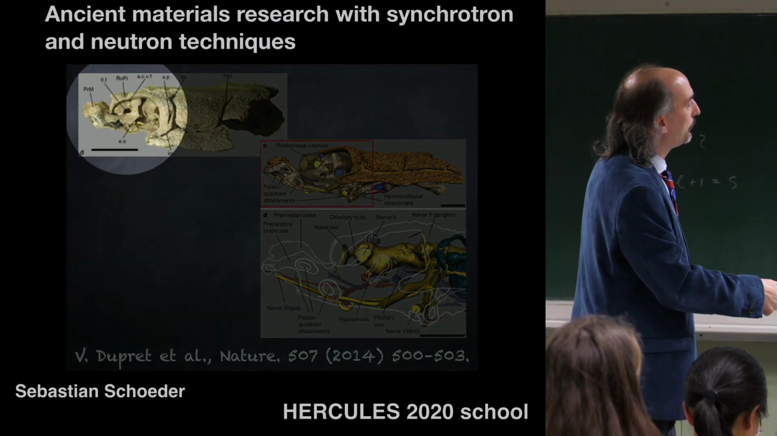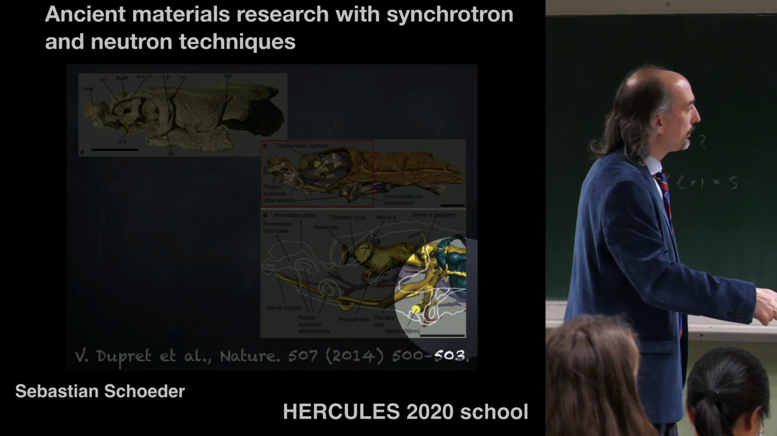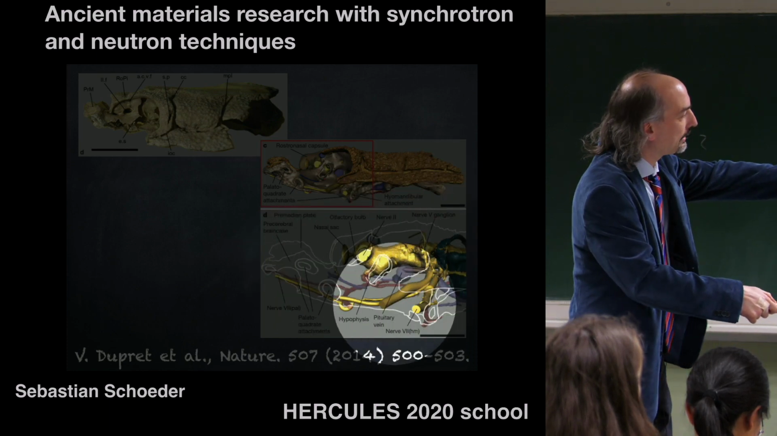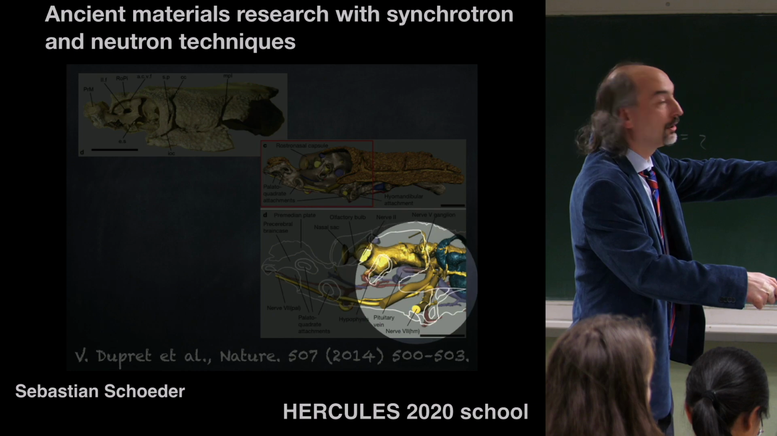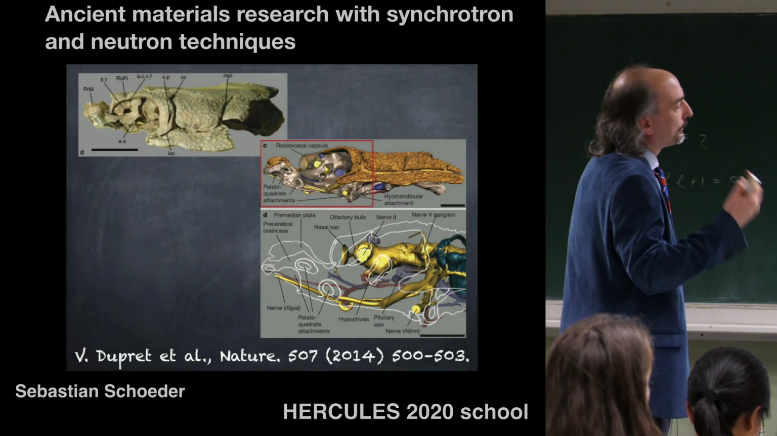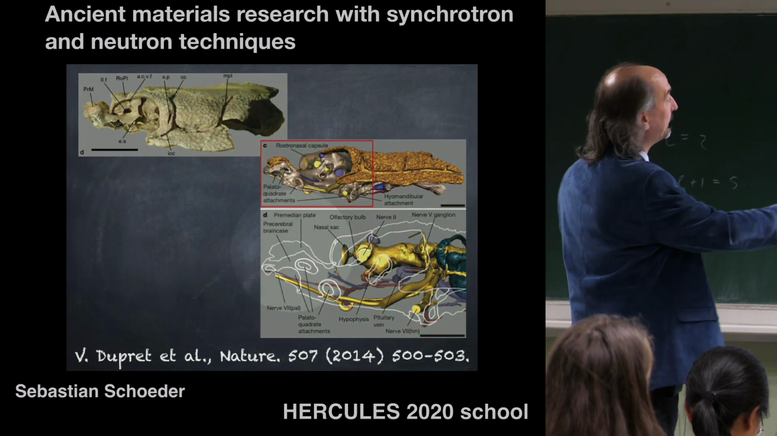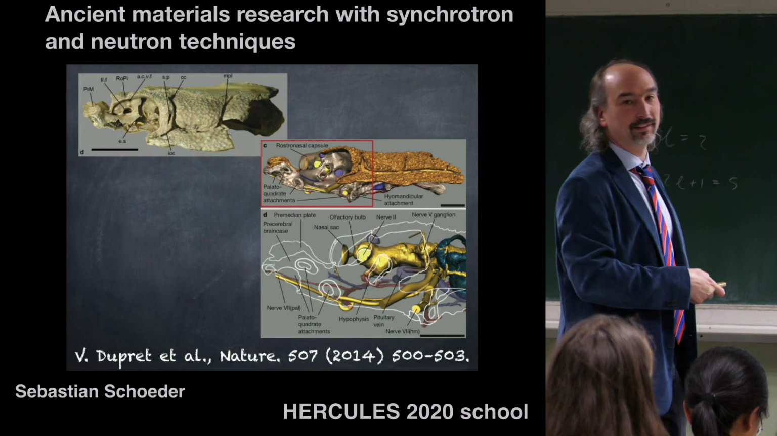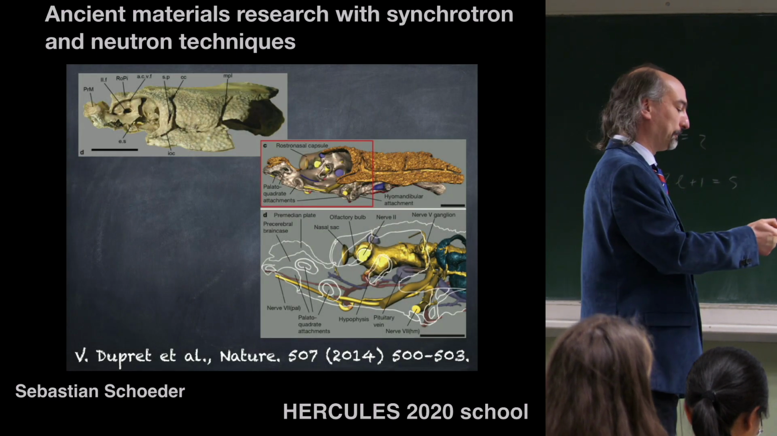And you can see here that you get very high resolution, but you can also image, you can see veins and arteries of the fossil and the nervous system. It's, of course, really incredible. You would have never thought, I guess, that you would see this in this old bone, right?